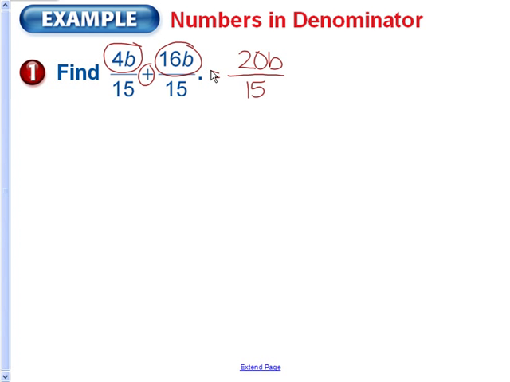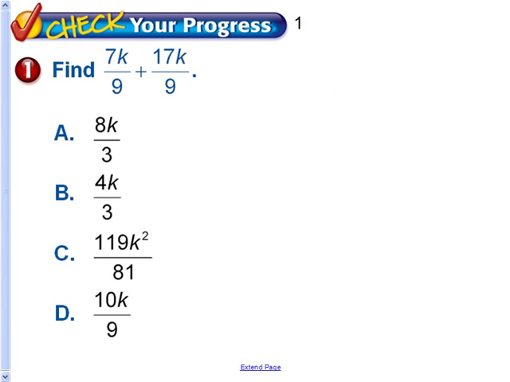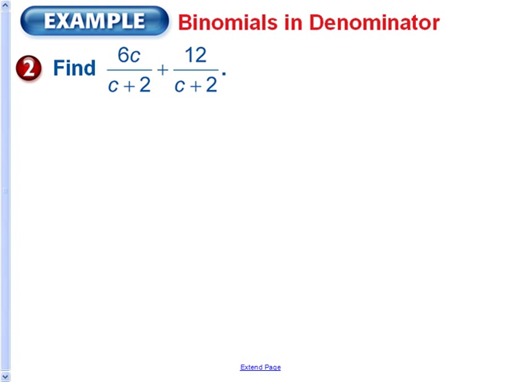And we can simplify them because we can reduce 20 over 15 if we divide 5 out of each of them. So that becomes 4, and that becomes 3. And you get 4b over 3. All right, go to your left page and try this problem. All right, then another one.